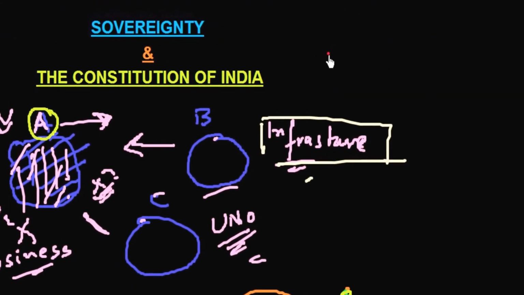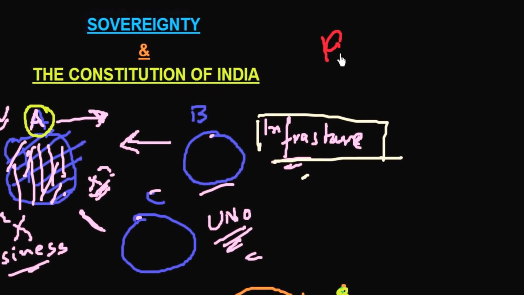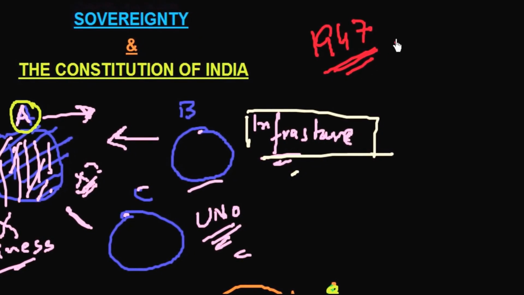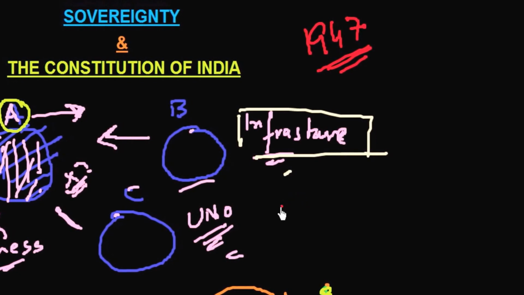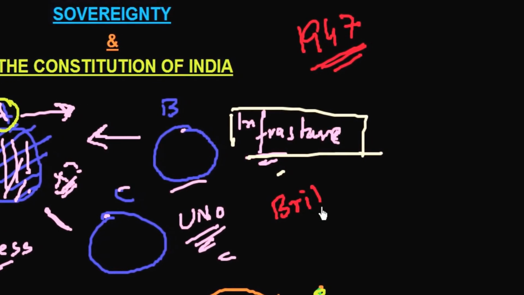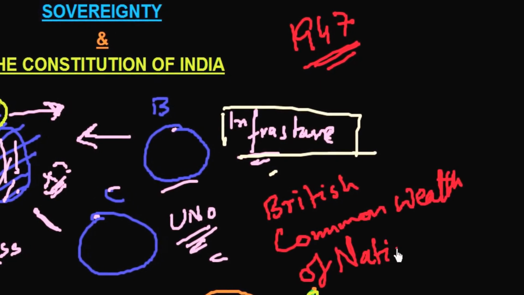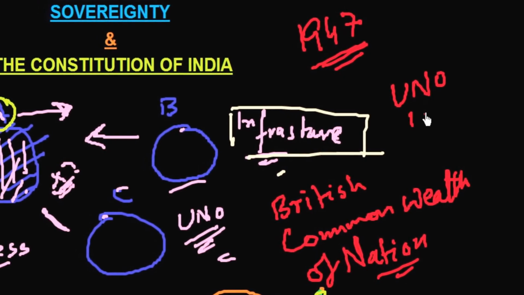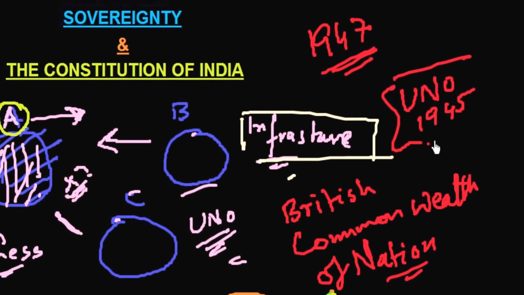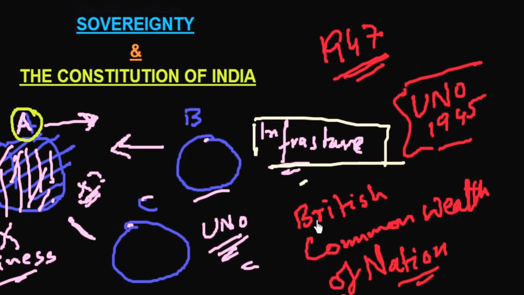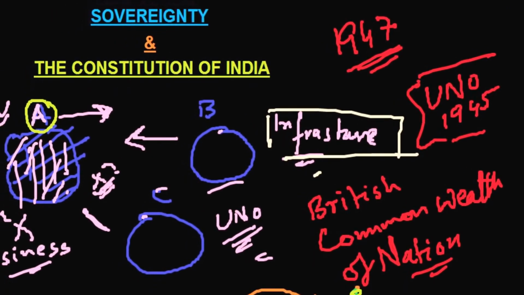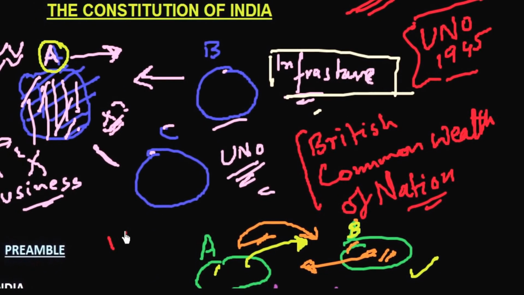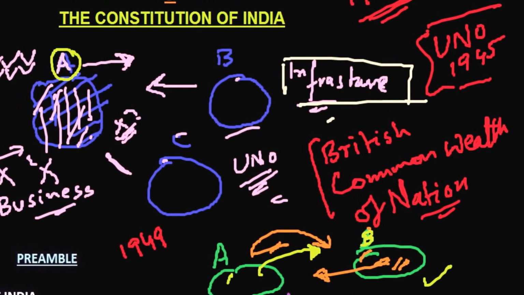Well, it is interesting to note that although India got independence in 1947, it still went ahead to have a membership with the British Commonwealth of Nations. And it was already a member of the United Nations Organization since 1945. It was a member of UNO, which is an international organization, and it became a member of the British Commonwealth of Nations in 1949.